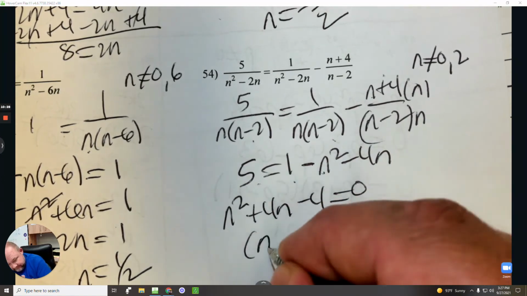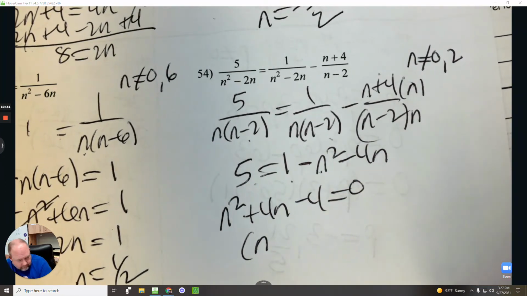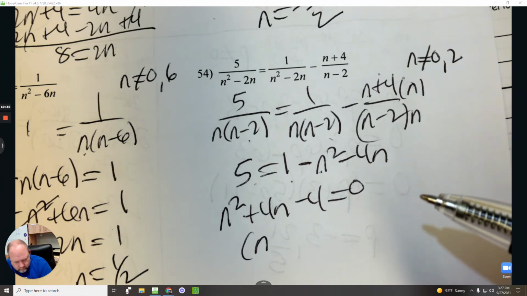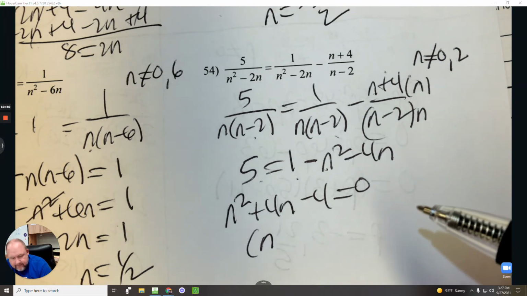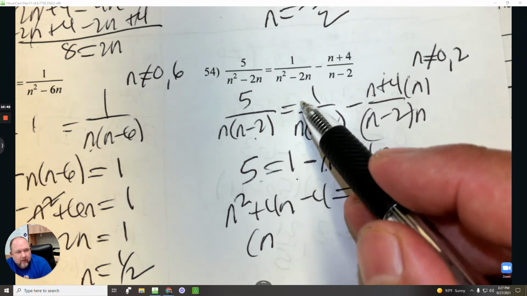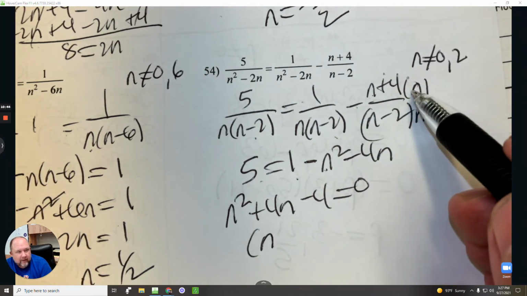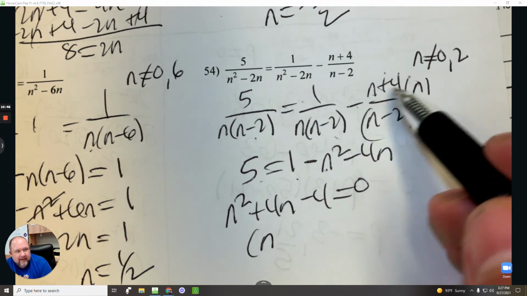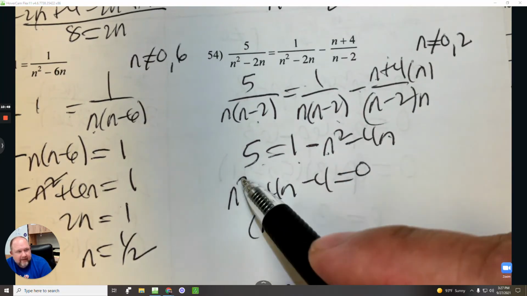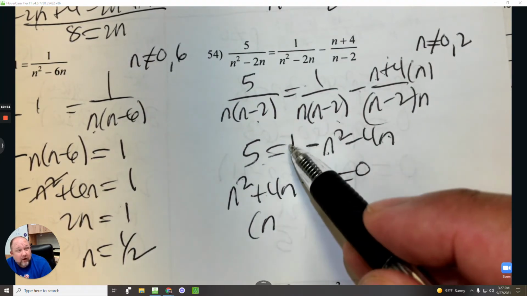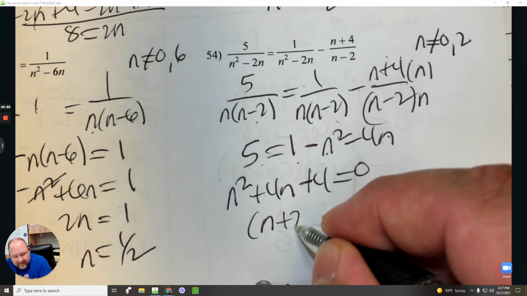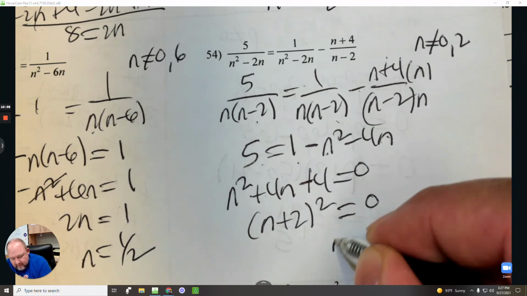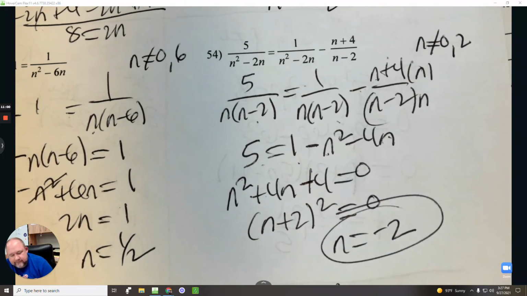I'm going to factor it. What do we have? It's not factorable. I did something wrong. So 5 and 1, negative n squared and negative 4n. Added n squared, added 4n. Oh, when I subtract 1, it's positive 4. See, I knew I made a mistake. Because this is n plus 2 squared. And so the only answer is negative 2.